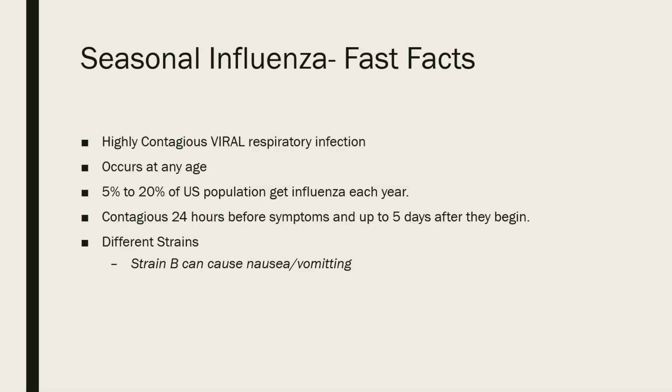Okay, so the first thing we're going to cover is seasonal influenza. The fast facts on it are that seasonal influenza is highly contagious. It is a viral respiratory infection. It can occur at any age. 5 to 20% of the U.S. population get influenza each year. Just so you know, you are contagious 24 hours before symptoms and up to 5 days after they begin. There are different strains, and strain B can cause nausea and vomiting.